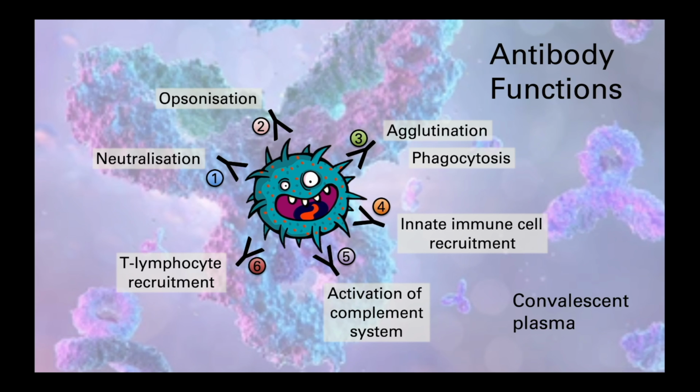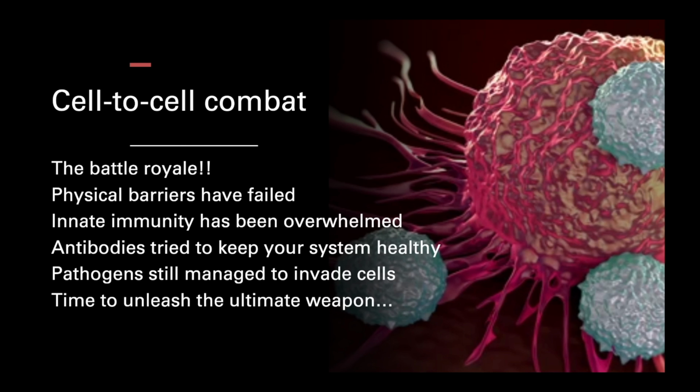If all else fails, we move on to the battle royale of the immune system. Imagine a scenario. Our physical barriers have been breached. The innate immune system tried to repel the attackers, but they were overwhelmed by the sheer number of threats. The B lymphocytes produced antibodies to try and keep everything in check, but the pathogen still managed to invade our cells. So it's time to wheel out the ultimate weapon of our immune system, the T lymphocytes.